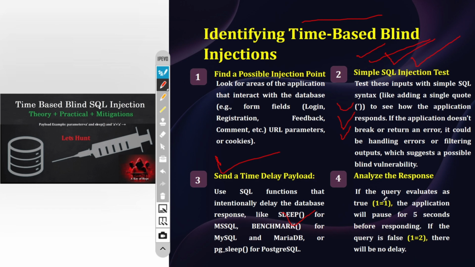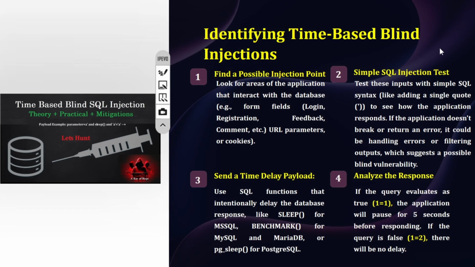If the query evaluates as true, 1 equals 1, which is universal true, for 5 seconds, 10 seconds, whatever you want to put, the application will pause for 5 seconds or 10 seconds. I mean, it depends how many seconds you have provided. And if the query is false, there will be no delay. Right? Okay. Again, if you have any question, feel free to ask. You can just comment and I will be happy to help you.